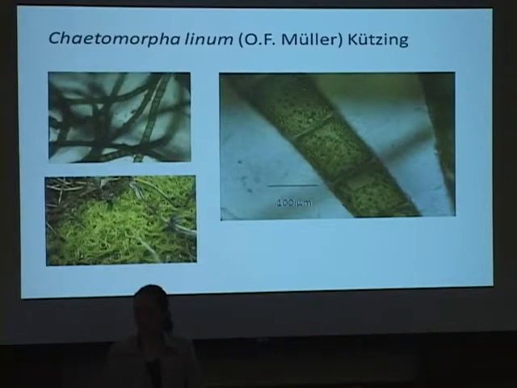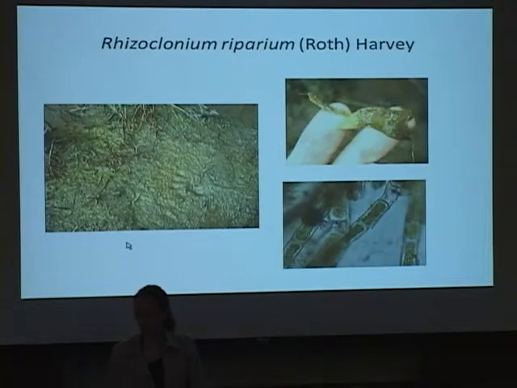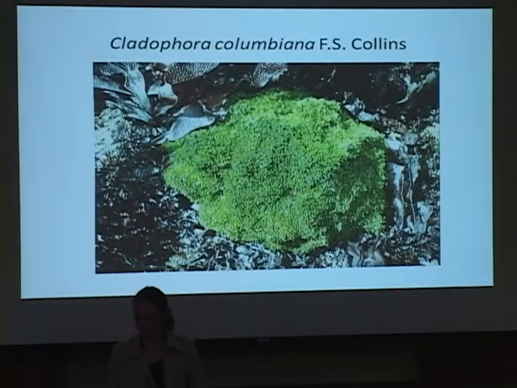So here's some pictures of the different algae we found. This is Chaetomorpha linum, and you can see that it looks like green hair. Chaetomorpha refers to hair. You can see that it's these filaments. Rhizoclonium riparium is another green filamentous alga. It kind of forms this thinner layer of filaments.